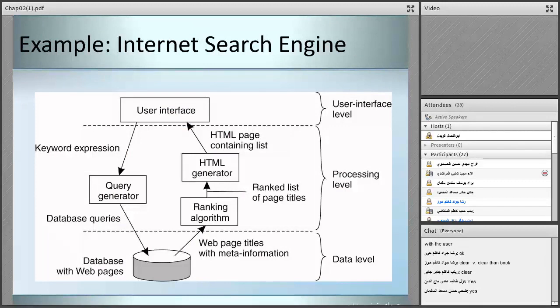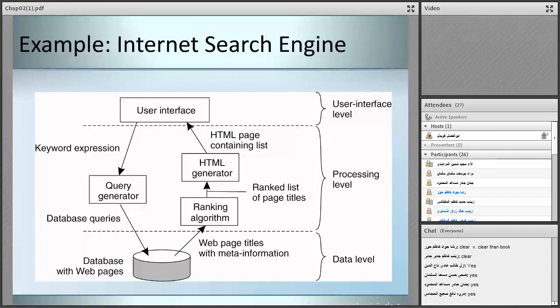Yeah. In your book, you can see this picture. It is exactly the example I talked about. User interface layer, for example, searching on Google with a string of characters. Processing level, ranking algorithms, query generator, and so on. And data level.